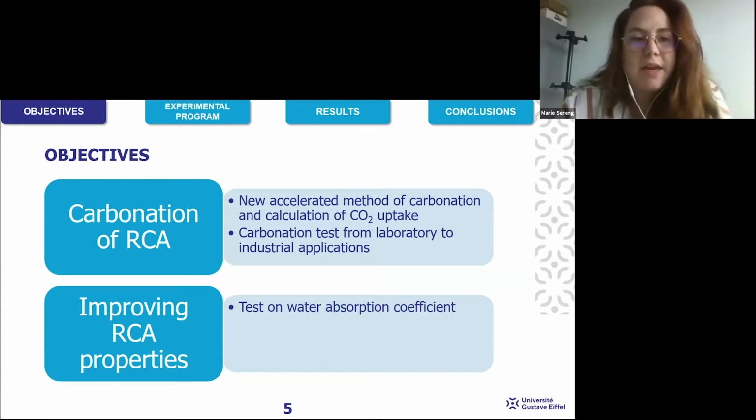There are two main objectives in this study. The first is the carbonation of recycled concrete aggregates with the accelerated carbonation and a new calculation of CO2 uptake and a complete parametric study of all the effects which affect accelerated carbonation. And all the results can be a database or guidelines for the industrial application. The second objective is the improvement of the RCA properties, especially the effect of carbonation on the water absorption coefficient.